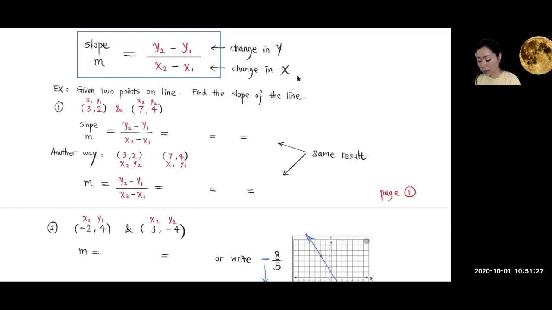So this will be y2 minus y1 over x2 minus x1. So this will be 4 minus 2 over 7 minus 3. And simplify that, we should get 1/2. So 1/2 is the final answer over here.